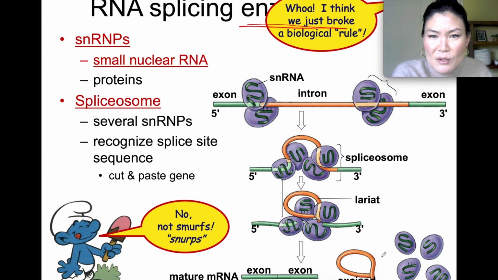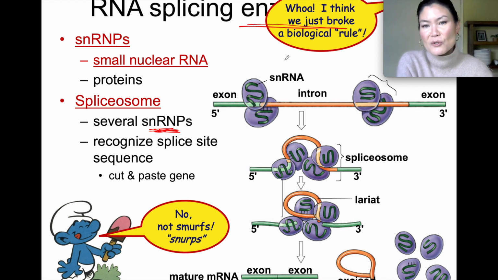And then Fillmore says, "Whoa, I think we just broke a biological rule." The reason he says that is because we said enzymes are proteins. Spliceosomes are enzymes, but they're not 100% protein. They contain small nuclear RNA, which is not a protein. It's RNA nucleotides, but it acts as an enzyme.